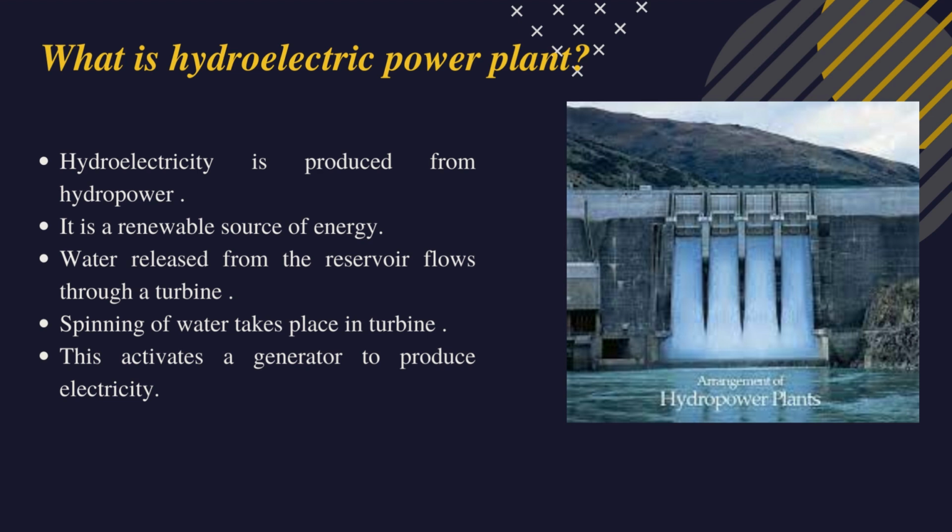Let us have a better understanding of what a hydroelectric power plant is. As the name itself suggests, hydroelectric, that is, generation of electricity with the help of water. The power plant in which electrical energy is generated with the help of water is termed a hydroelectric power plant. Hydroelectricity is produced from hydropower. It is a renewable source of energy. As we all know, the main source is water and it gets replenished in a human time scale.